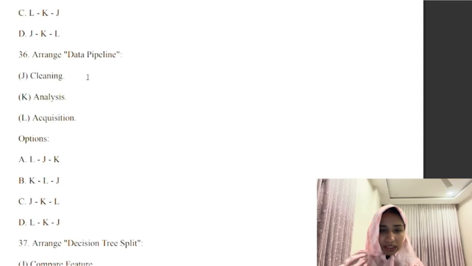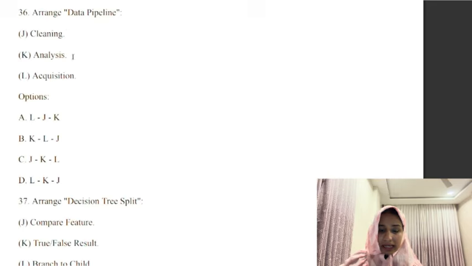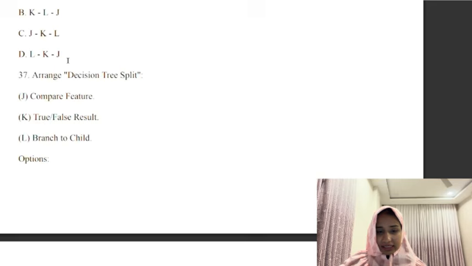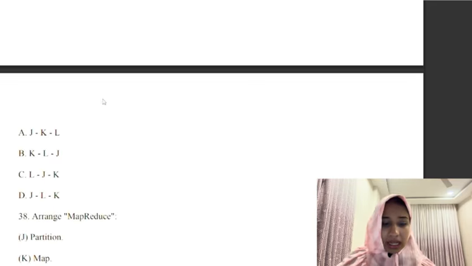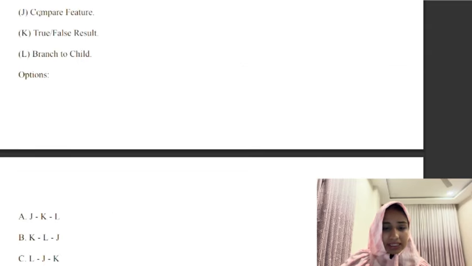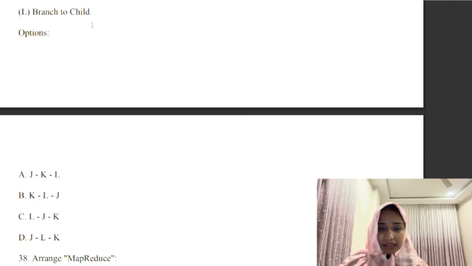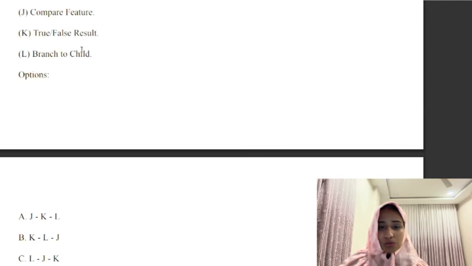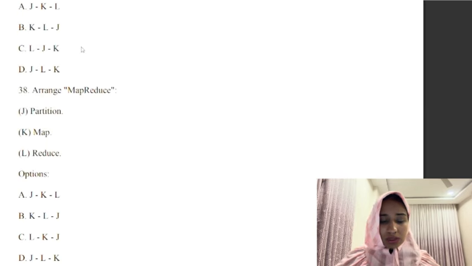Then question number 36. Arrange data pipeline, cleaning, analysis, acquisition. And the answer is option A, which is acquisition, cleaning, and then analysis. Question number 37. Arrange decision tree split. Compare results, true false results, branch to child. And answer for question number 37 is A, which is J, K, and L. So compare features, then true or false result, and branch to child.